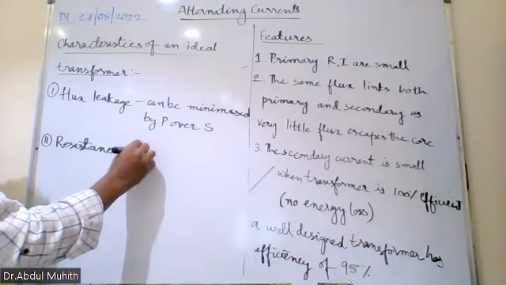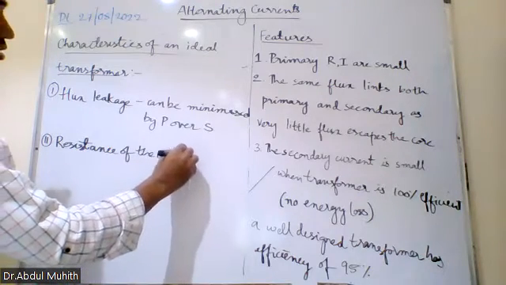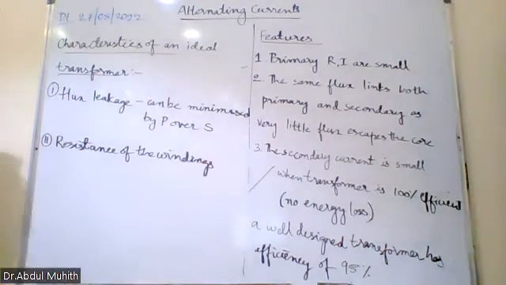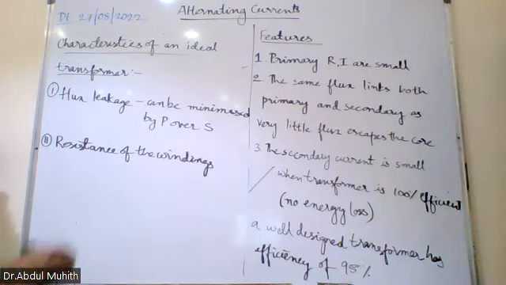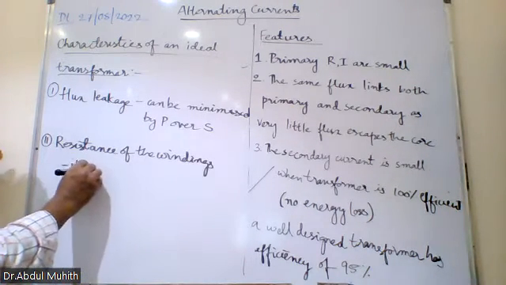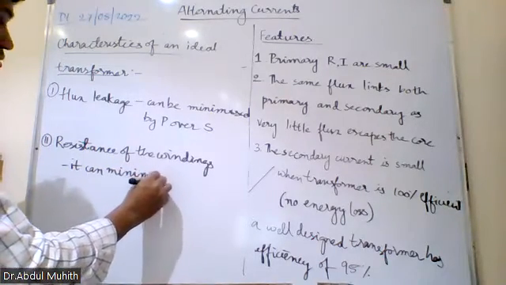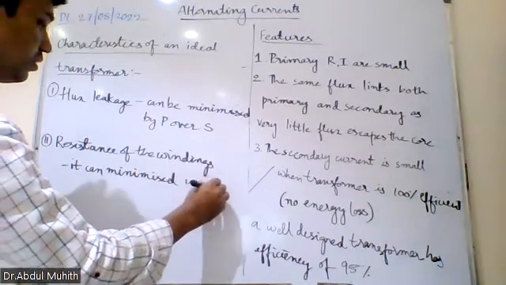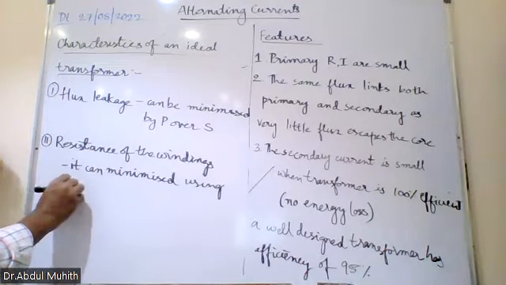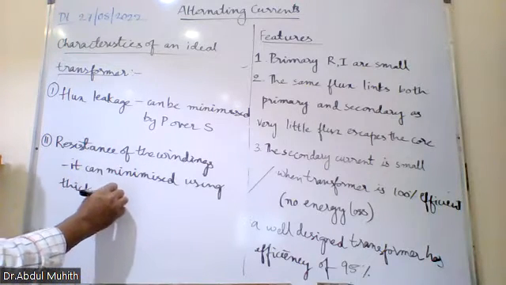Resistance of the winding. So what happens? There will be so many turns in the primary and secondary. It can be minimized by using thick wires. Instead of using thin wires, use thick wires.